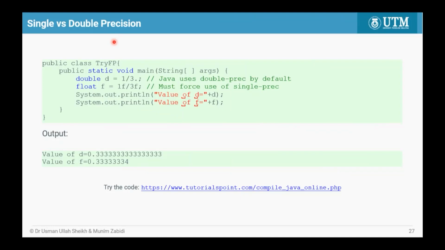If you try this code here, what happened here? This code will give different fractional numbers. So this is for the double precision, which goes up to this number here, and for the single precision, only up to this number here. So 0.33334. But this one here will give more precision in terms of the decimal numbers.